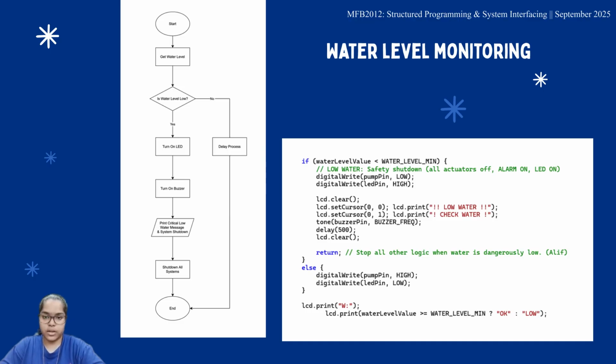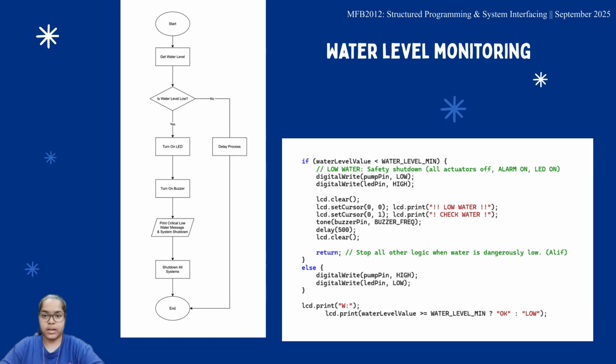First, the low water check. The code first checks if the current water level value is less than the minimum acceptable threshold: if waterLevelValue < waterLevelMin. The action is, if the condition is true, the system immediately initiates a shutdown and alarm sequence. digitalWrite(pumpPin, LOW) turns the water pump off as a safety shutdown.